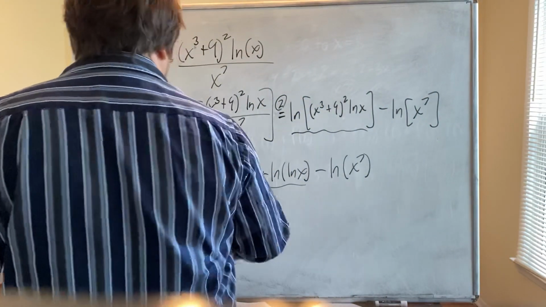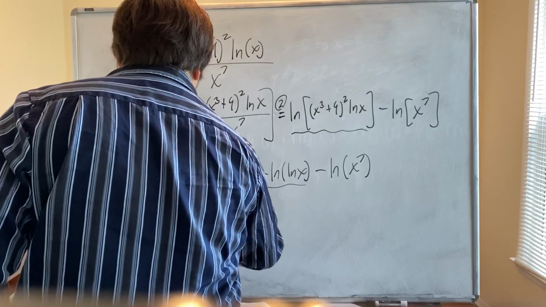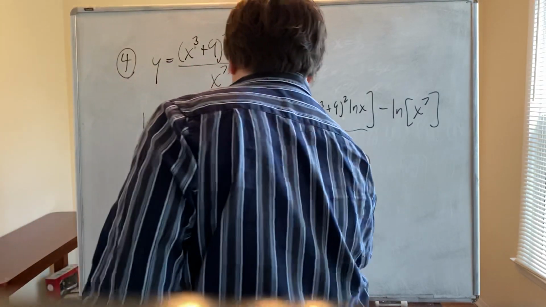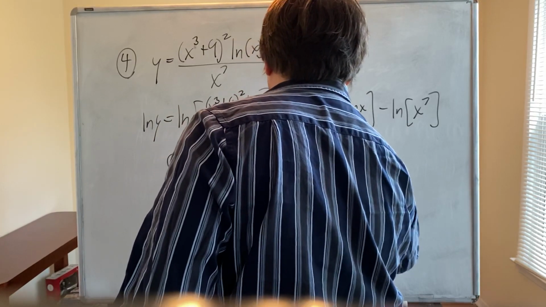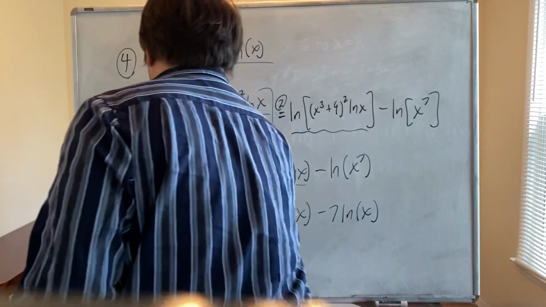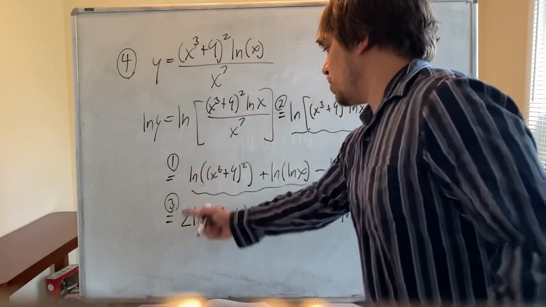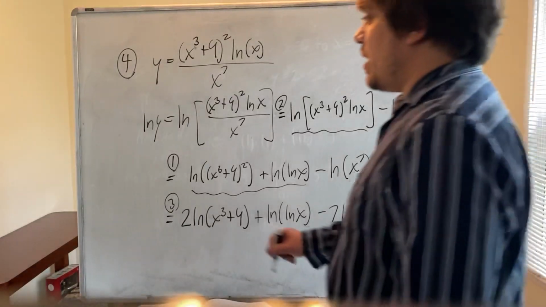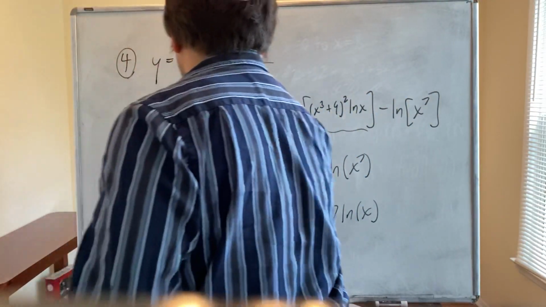Now, moving the exponent in front, this is equal to 2 ln of x cubed plus 4 plus ln of ln x minus 7 ln of x, and this is by the third law of logarithms. So just move the 2 in front here and the 7 in front there. So what I have now is that ln of y is equal to that.